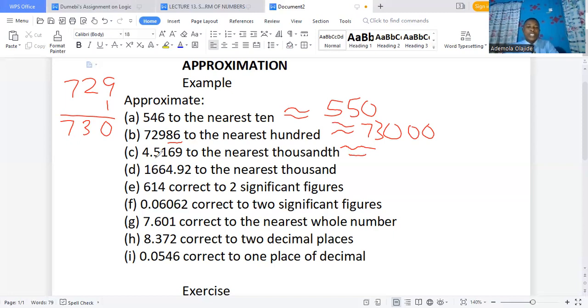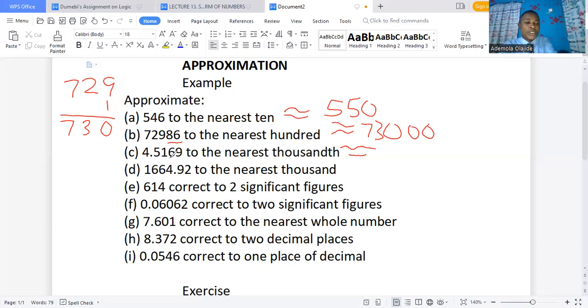So for this one now, to the nearest thousandth, this 4 here is units, this 5 here is tenths, 1 here is hundredths, 6 here is thousandths, and this 9 is ten-thousandths. So to the nearest thousandth is this 6. So you would have written 4.516, but you have to check the number after. If it is up to 5, round it up and add it. Since this one is 9, it's up to 5, round it up and add it to this.